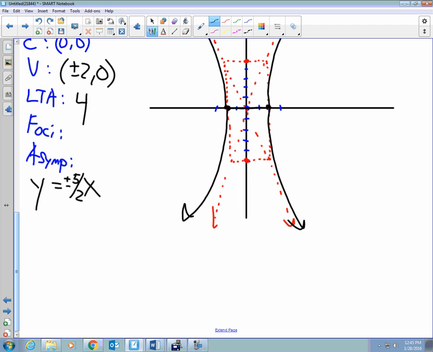Again, another reason to make the box. We got plus minus 5 halves x. It's not plus or minus 5 over 2x. The x can go on the side or it can go up top. It can't go on the bottom. Illegal.